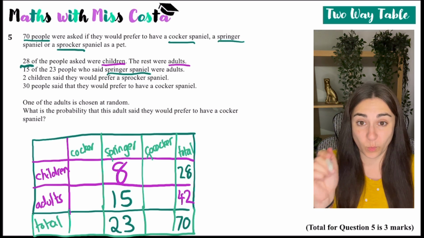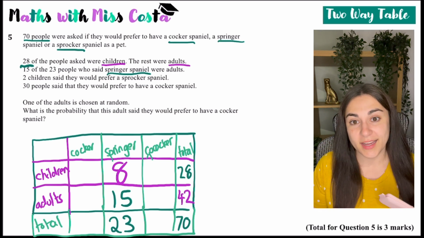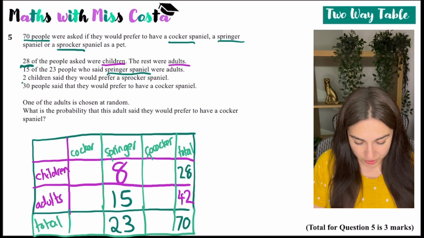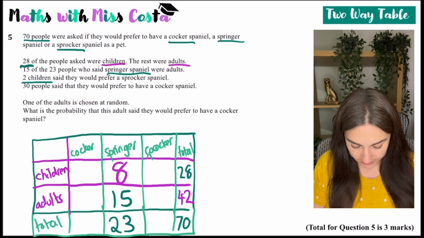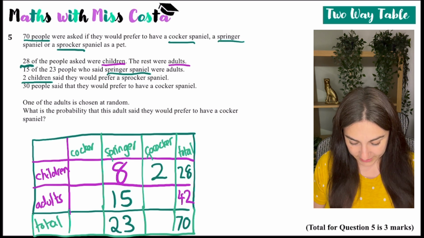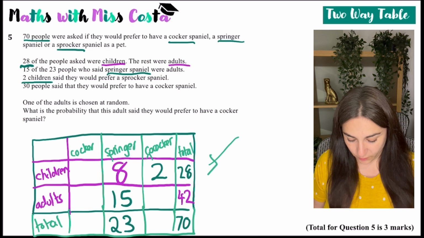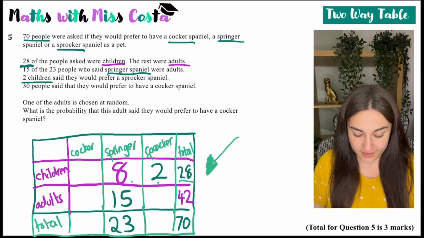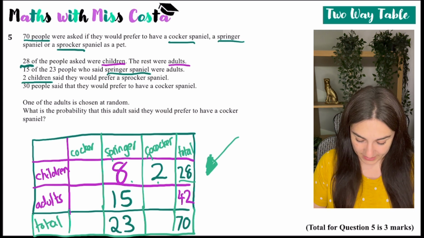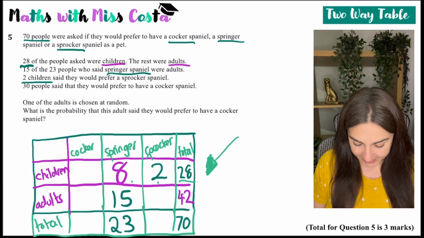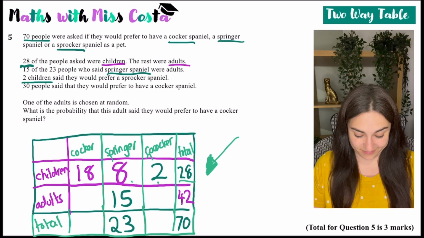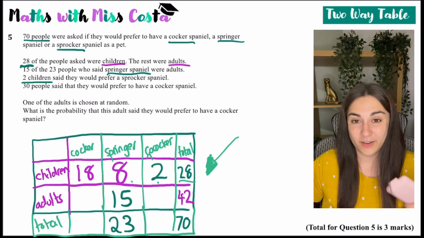So in pink is all the ones that I'm working out just by elimination. And then in green is all the information that I've been given from the question. 2 children said they would prefer Sprocker Spaniel. So in the children, the Sprocker is 2. And now, if you can see, you've got all of this information here. You know that there is a total of 28 children. 2 of them said Sprocker, 8 of them said Springer. So therefore you can figure out what the last bit is. So 28 take away 8, take away 2 is 18. Obviously you don't need to do this. I just like figuring them all out anyway because it's fun. But you might not actually have needed that information.